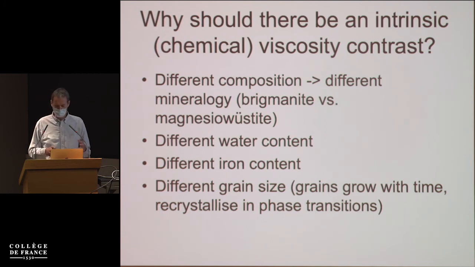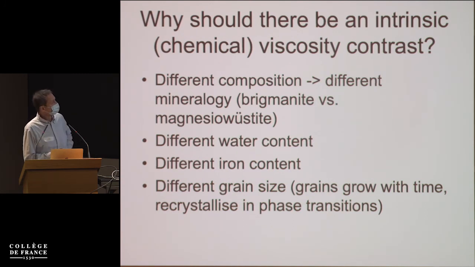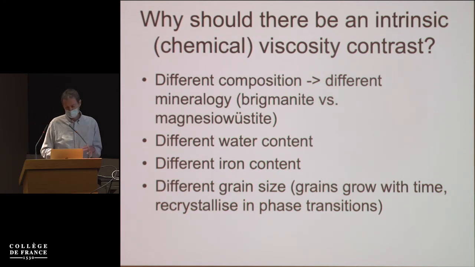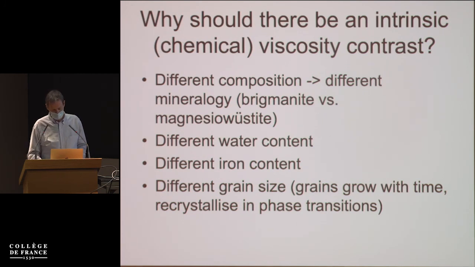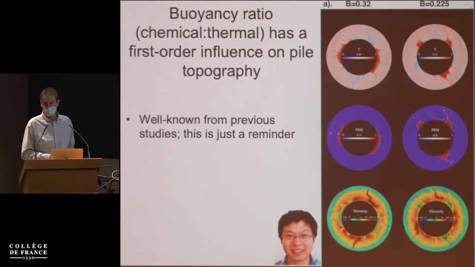You might wonder why there should be a viscosity difference of this material. Firstly, it's hot down there, so just from temperature, we would expect it to have a lower viscosity. But it may also have an intrinsic compositional difference, perhaps because of different composition, different water content, different iron content, different grain size. The grains can grow. So one can make several arguments why the viscosity might be different intrinsically. And so, let's look at some models.